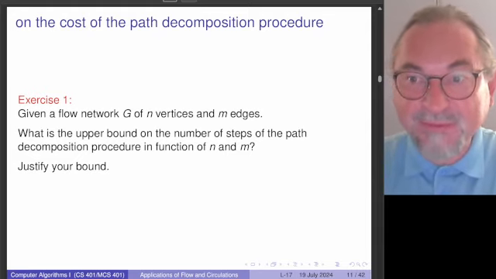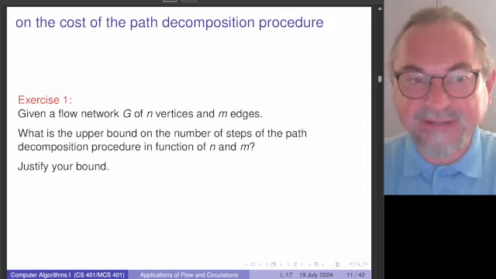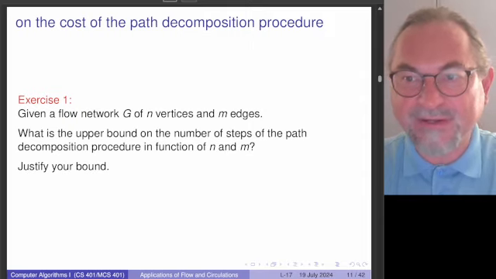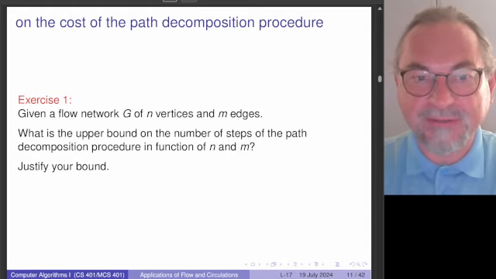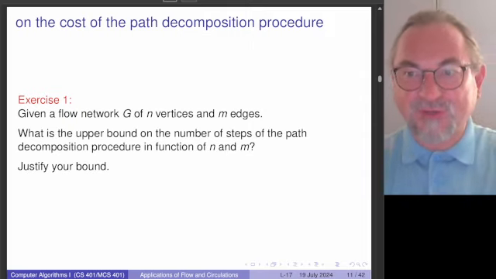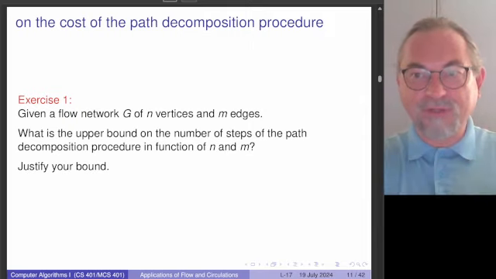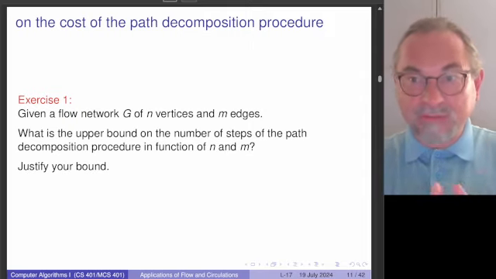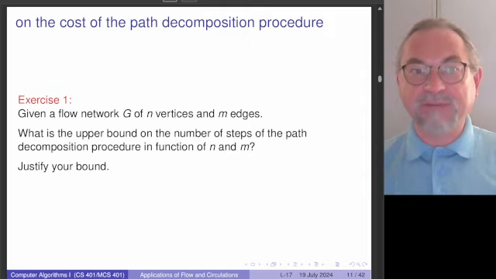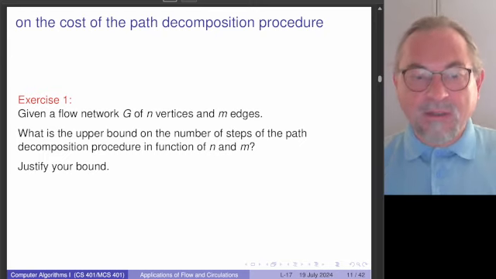How many steps do you actually need to do? It's important that it is linear. Is it linear now in n or is it linear in m? And justify your bound. So just like we are running an algorithm, we are computing a value, the number of edge disjoint paths, but the algorithm lists as well all the different edge disjoint paths in the same time.